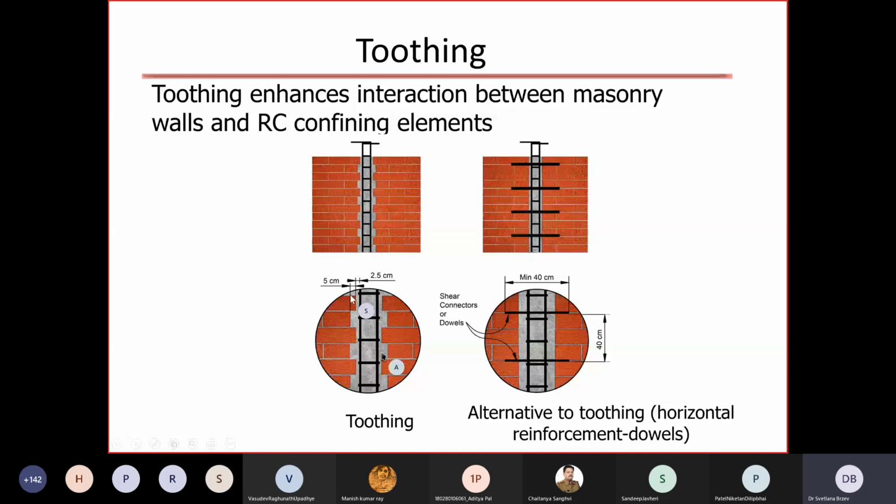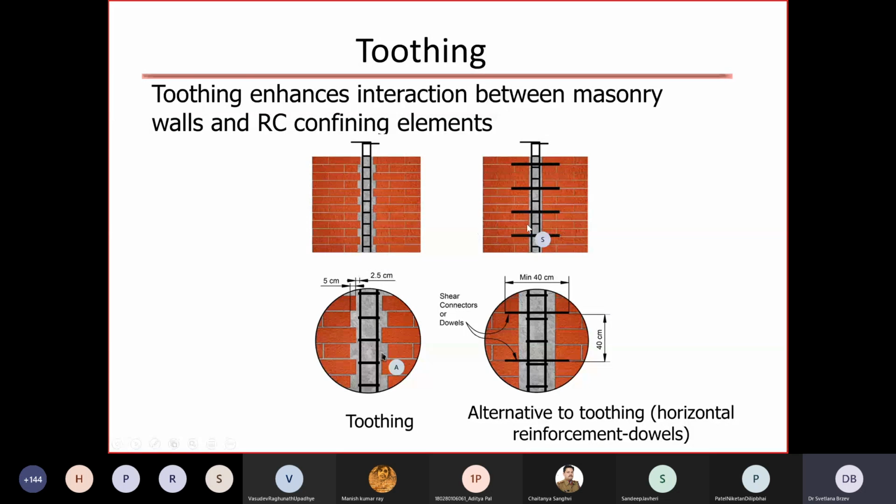And then when concrete is poured, it will bind together, or there will be bond between masonry and concrete. Experience from construction at IIT Gandhinagar showed that it is not easy to achieve, especially at the beginning. And also it is required to construct a smaller portion of the wall, let's say up to mid-story height, and then pour concrete in order to achieve proper toothing.